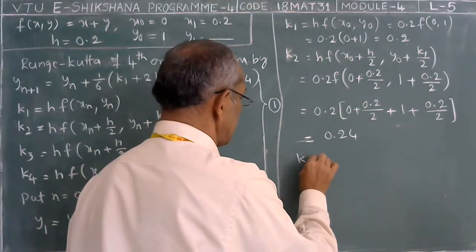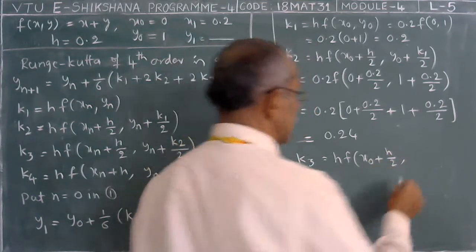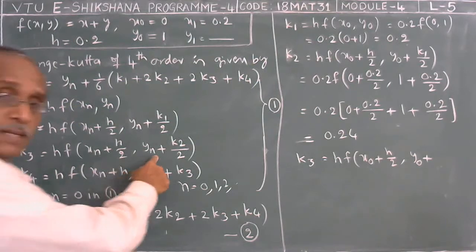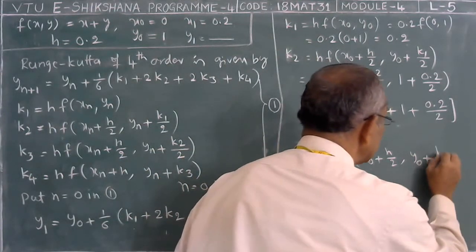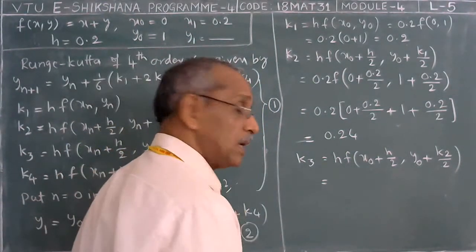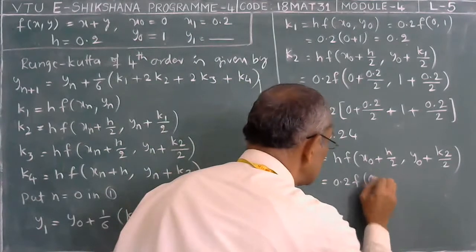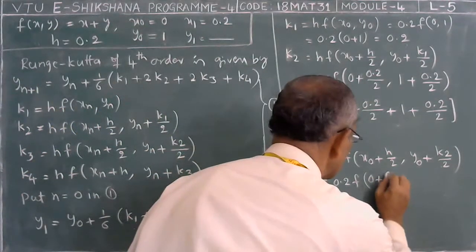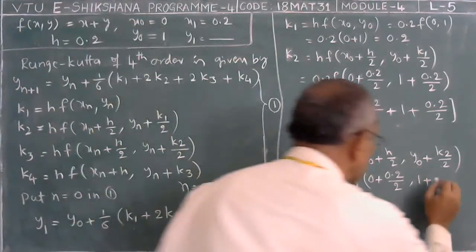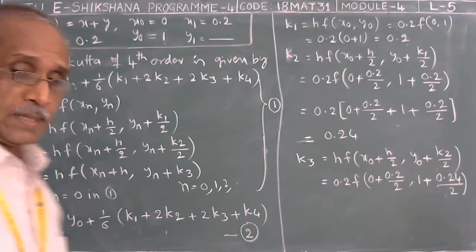Now similarly, k3 is equal to h into f of x0 plus h by 2 comma y0 plus k2 by 2. Substitute the values for x0, h, y0 and k2. So h is 0.2 into f of x0 is 0, plus h by 2, that is 0.2 divided by 2, comma y0 is 1 plus k2 by 2, k2 is 0.24, so 0.24 divided by 2.